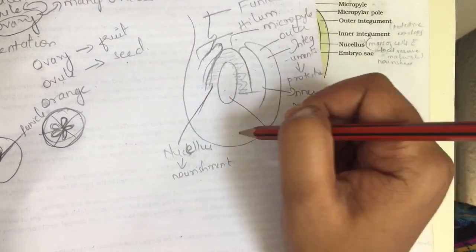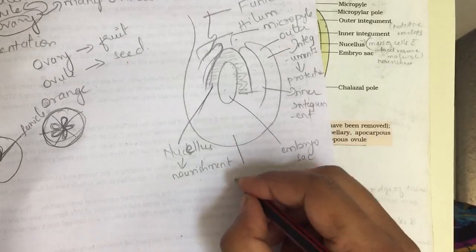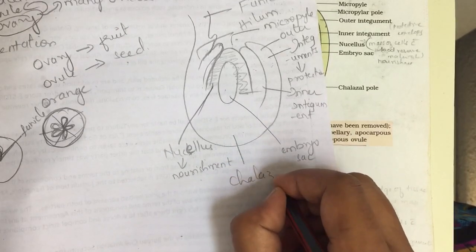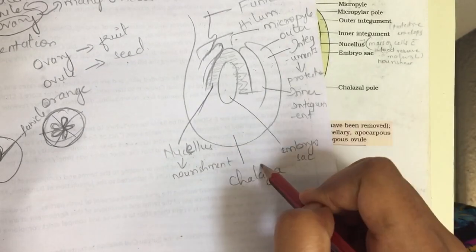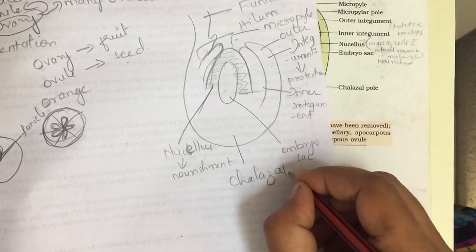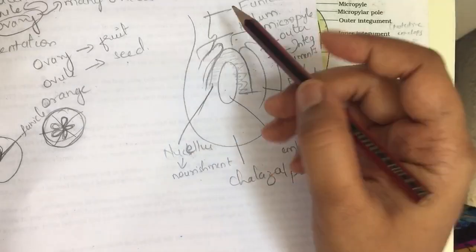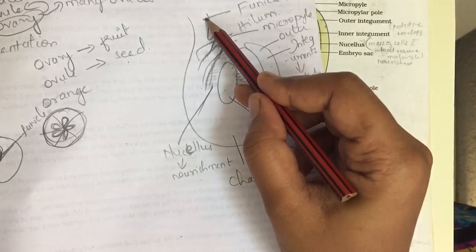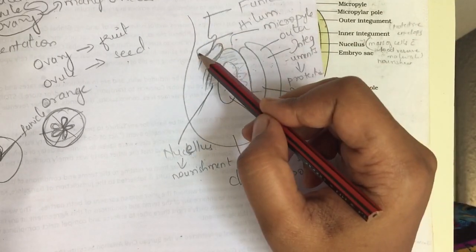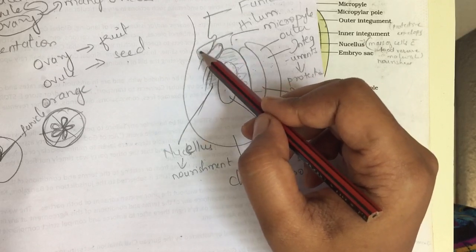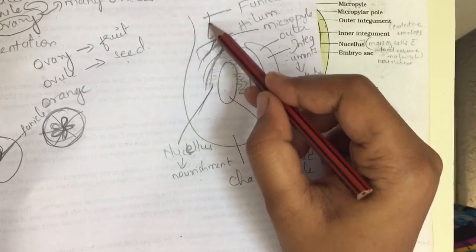Opposite to the micropyle there is a region called the chalaza. Opposite to the micropyle, what end do we have? The chalaza, or chalazal end, or chalazal pole; you can call it by any of the names. So it has these parts. First is the funicle, which is used to get attached to the placenta. Then you have the hilum. The hilum is the junction between the body of the ovule and the funicle.